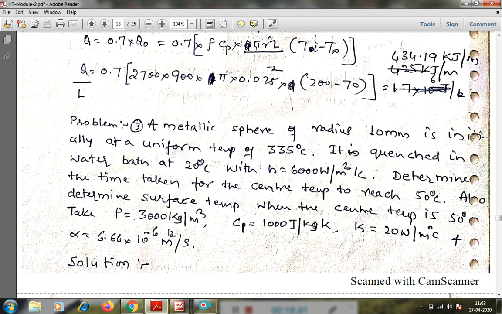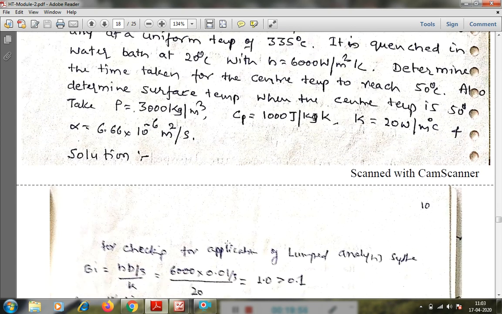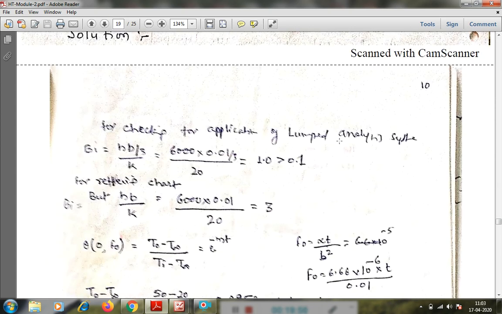Take rho equal to 3000 kg per meter cube, Cp 1000 joule per kg Kelvin, k 20 watt per meter degree Celsius, alpha 6.66 into 10 raised to minus 6 meter square per second. The given data we will write. All the given data we have to take.